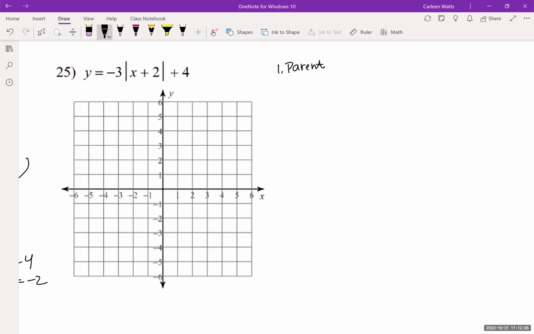Okay. Parent graph. What does absolute value make? It makes a V, right? But if A is -3, what is that going to do to my V? It's going to flip it. So it looks like this. Opposite, thank you.